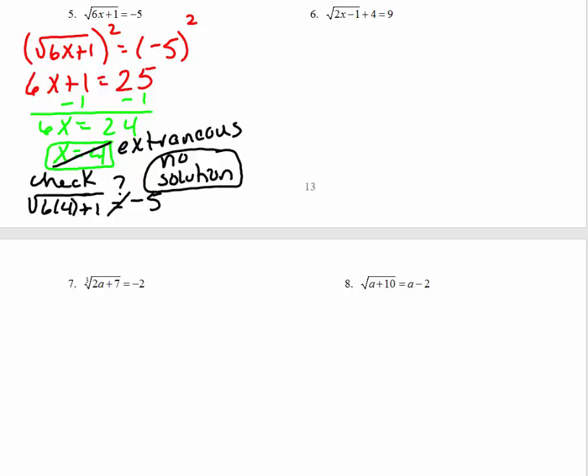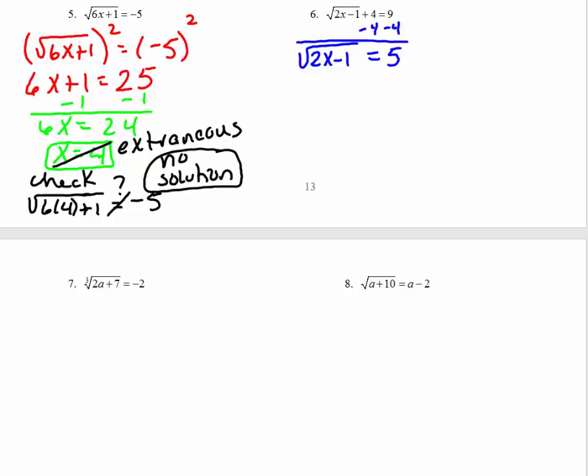Number 6, square root of 2x minus 1, and then outside the square root plus 4 equaling 9. First thing we need to do is isolate. So I need to subtract 4 on both sides. Make sure you don't forget that first step, which is to isolate. So 2x minus 1 is now going to equal 5.